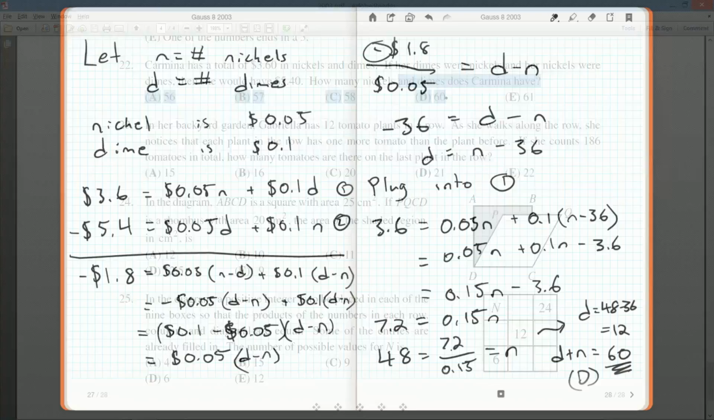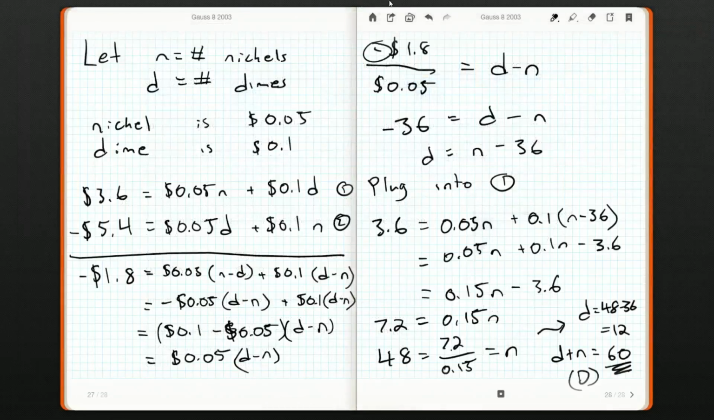Okay. But now that we have these 48 and 12, what we could do is plug them into both equations and make sure, does this actually work out? So, for example, obviously the first equation works because that's the one we plugged into, but we should double check by plugging into our second equation. So 48 nickels at a rate of $0.1 is 4.8, and 12 dimes at a rate of 0.05 is 0.6. 0.6 plus 4.8 is in fact 5.4. So we do have the right answer.